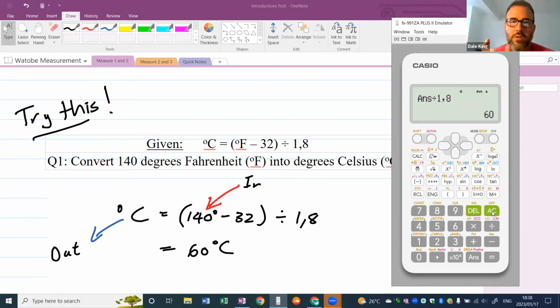So sometimes it helps to do little pieces of the formula on your calculator. If you don't want to write the whole thing out, if it's very complicated, that's fine. Just remember which part to do first.